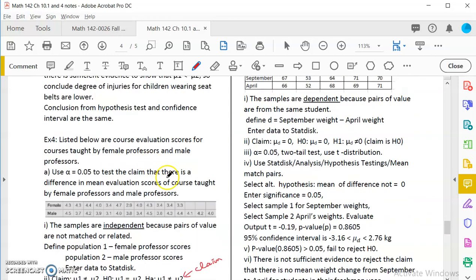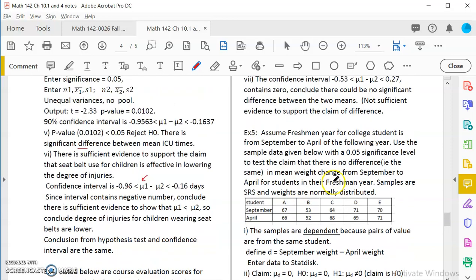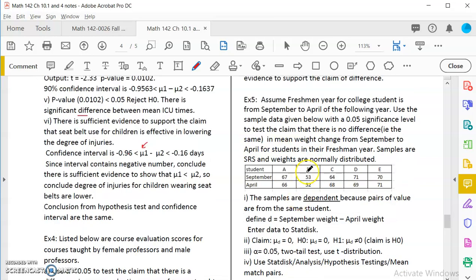They are still independent. Now the next one is switch. It's actually 10.4 when we are dealing with data that is paired. So look at this. This is data that collects weights of 5 students, their September and April weights. So it is all matched because it's weights from the same students.